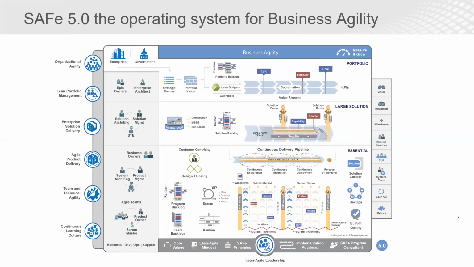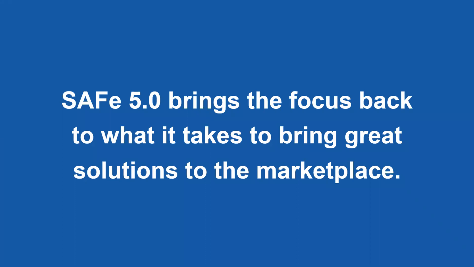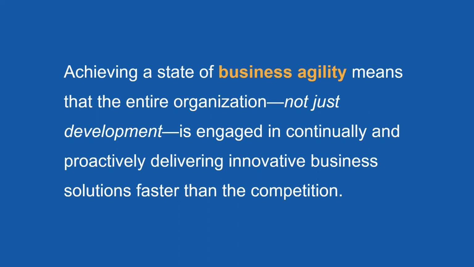It is available in detail at scaledagileframework.com, and we are exploring its competencies, which give us more insight into what it is and how it can help us achieve business agility. SAFe 5.0 brings the focus back to what it takes to bring great solutions to the marketplace, and we are talking about achieving a state called business agility. There are various understandings of business agility. The way SAFe looks at it is that the entire organization, not just your development team, is engaged in continually and proactively delivering innovation faster than your competitors. It's not only your development team that is agile, it's your whole organization, all connected systems, ready to deliver for changing customer requirements. That's what we mean by business agility.